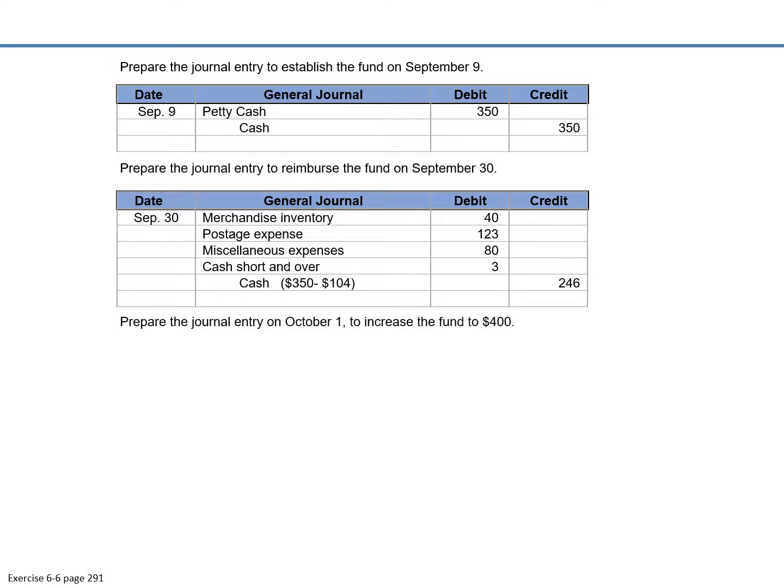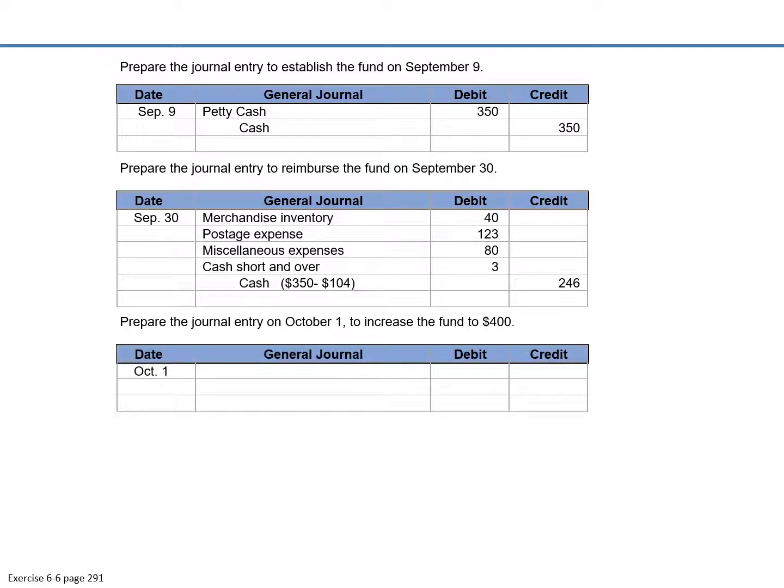So then if we prepare the journal entry on October 1st to increase the fund to 400, we're at 350. We need an additional $50 to be at 400. So we're going to debit petty cash and we're going to credit cash for 50. Okay.